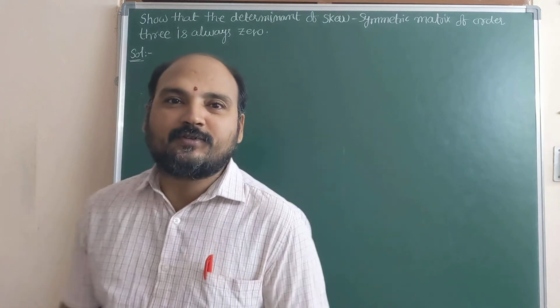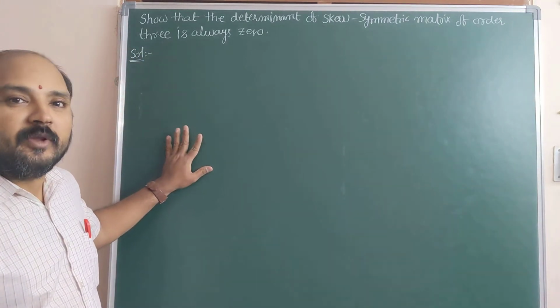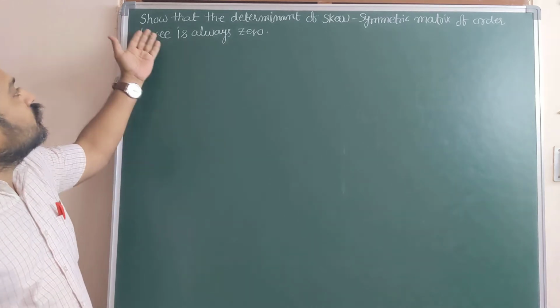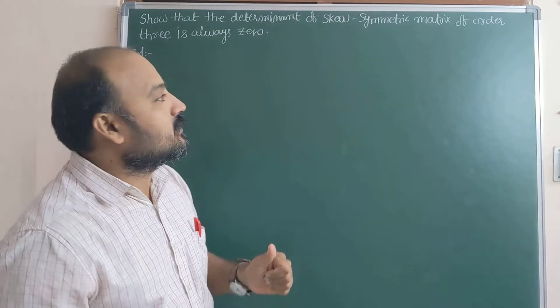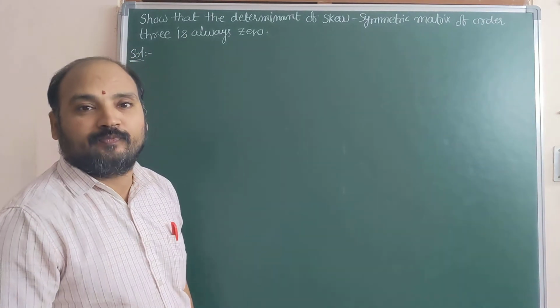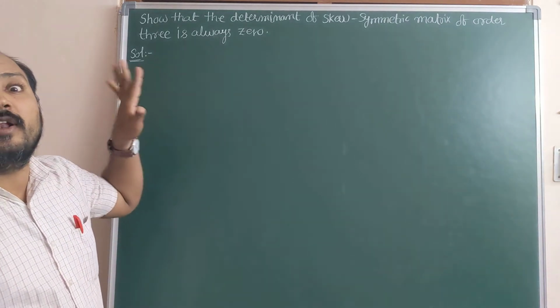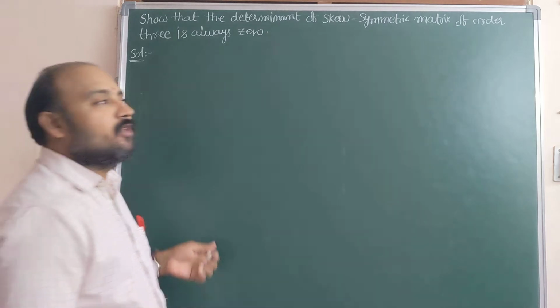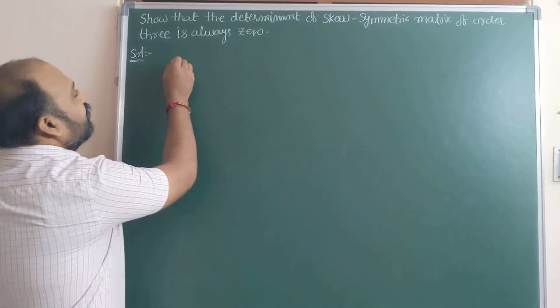The next question, dear students, is conceptually a good question. It may help in competitive exams itself. Show that the determinant of a skew symmetric matrix of order 3 is always 0. So the determinant of a skew symmetric matrix of order 3 is always 0. So A is a skew symmetric matrix.